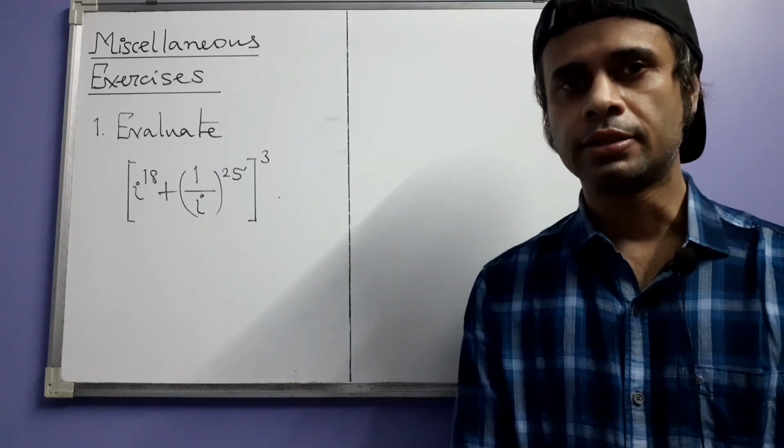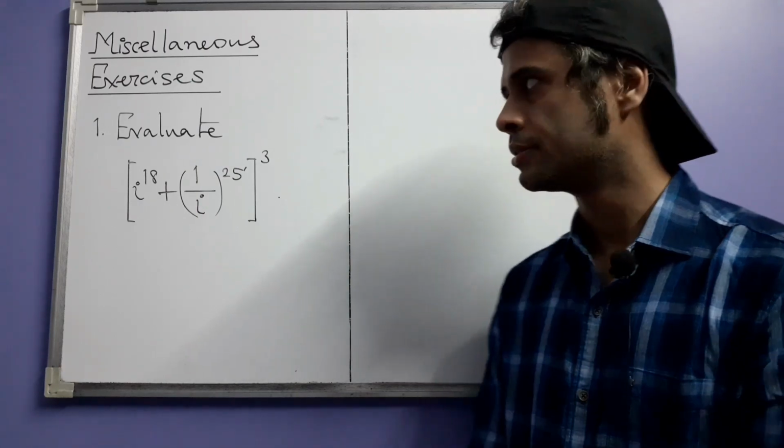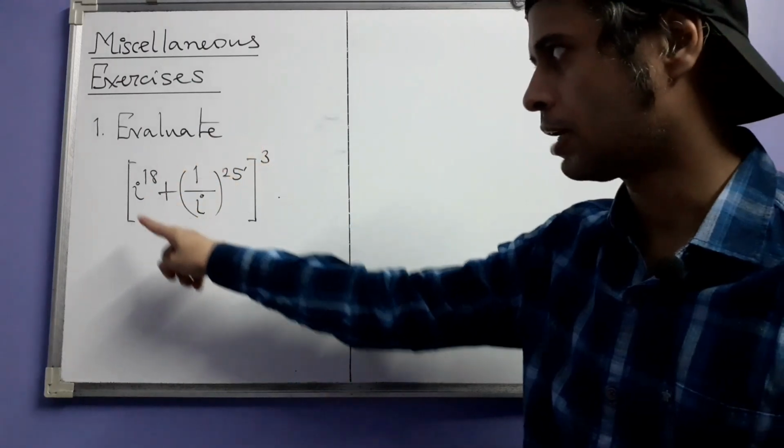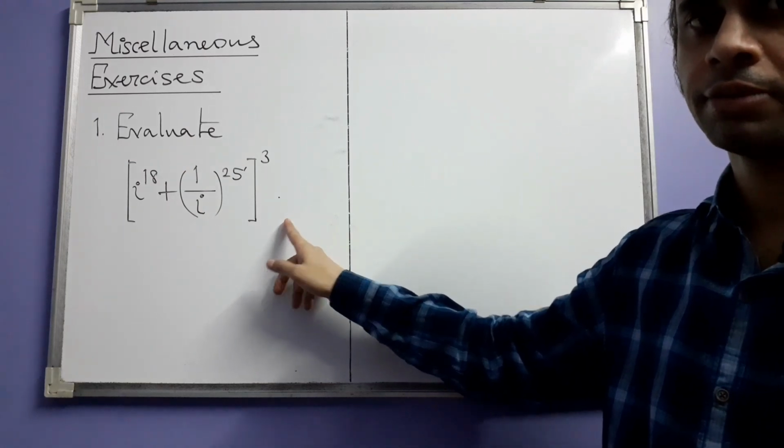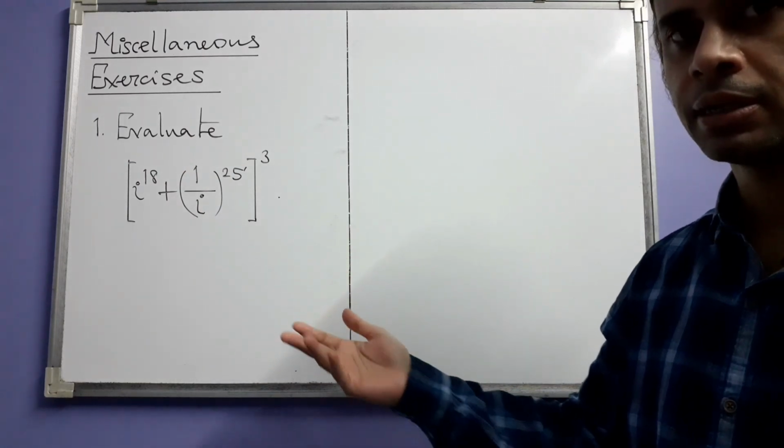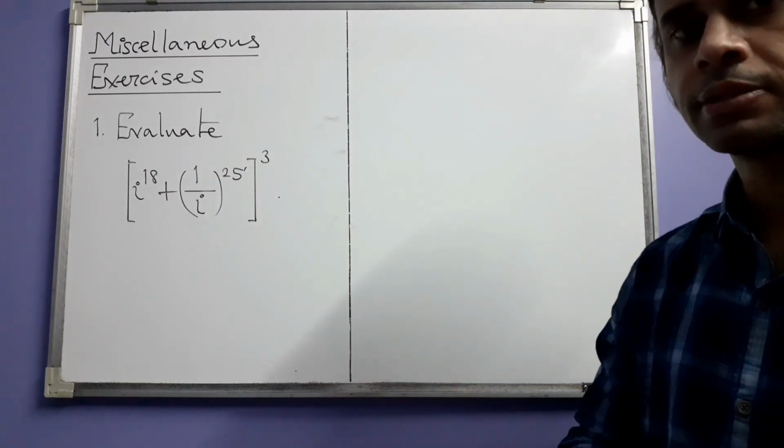So we are starting the miscellaneous exercises, and this is the first one. We have to evaluate this. That means we have to simplify this complex number and express it in standard form.